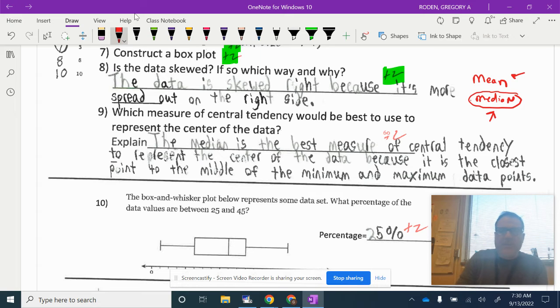And this student does a nice job of explaining it. I'll let you read it. I like the way they put that in their own words. But you can see, as we saw before, the data was skewed to the right. Whenever you have skewed data, you want to use the median. So the median was the best choice.